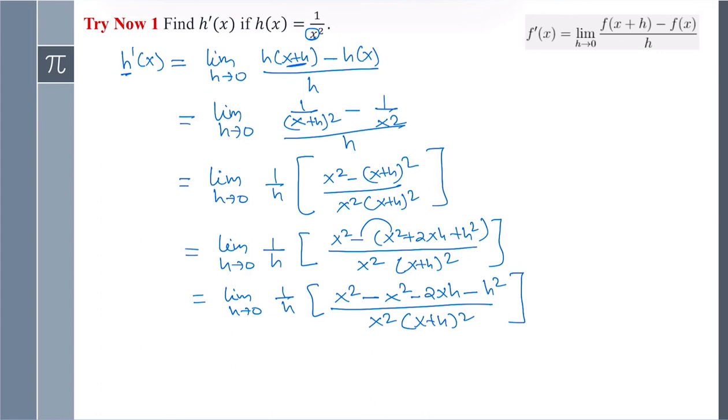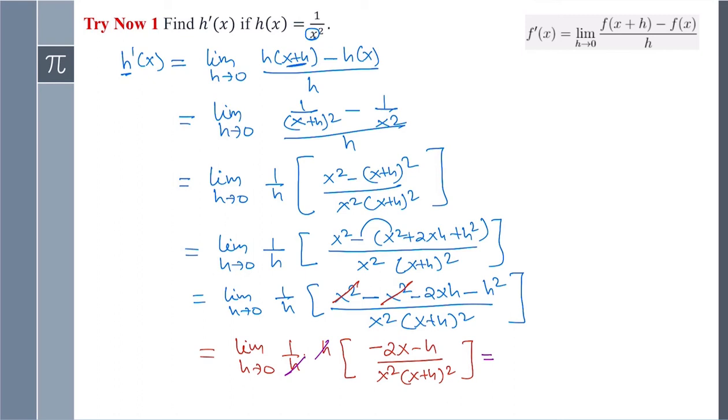Now in the numerator, I think we can simplify some of this. x squared and x squared cancel to 0. So what we can do is factor out h. We have the limit as h approaches 0 of 1 over h times, if you factor out h from the numerator, h times negative 2x minus h, over x squared times x plus h squared. Now we can cancel this out, and then plug in h equals 0. We can do direct substitution now because we are not going to get 0 in the denominator.